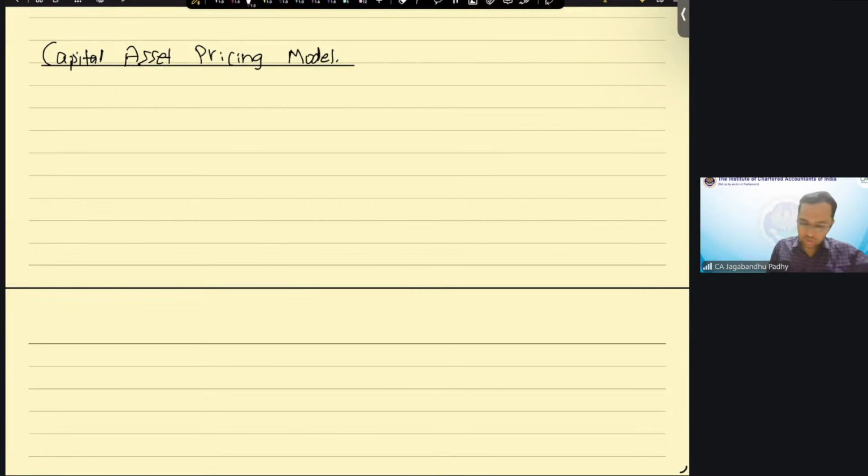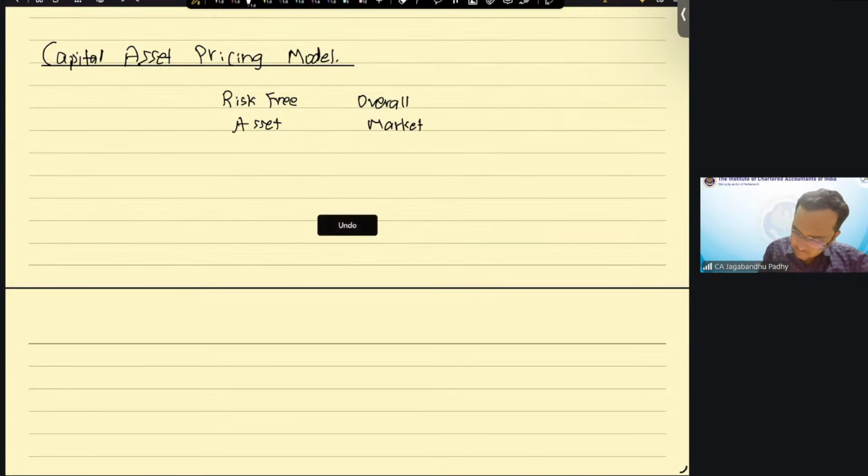So let us understand this capital asset pricing model by looking at three things. We have a risk-free asset. We have overall market performance. And we have our XYZ Limited.